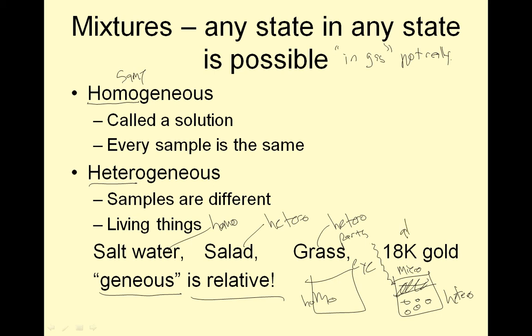18-karat gold is called an alloy. And alloys are solids in solids, and they are homogeneous. They're an even mixture to get the properties of both. And again, geneity is relative to size. Not to size, to magnification.